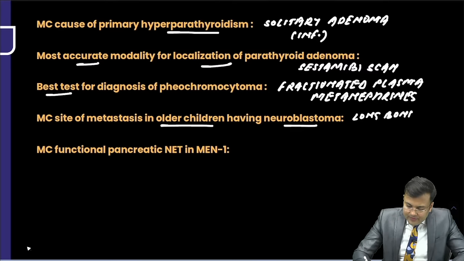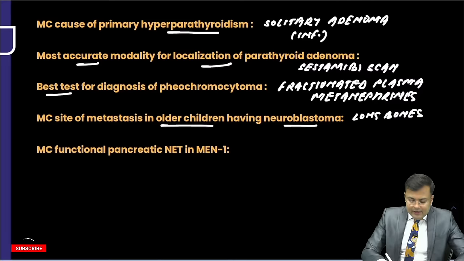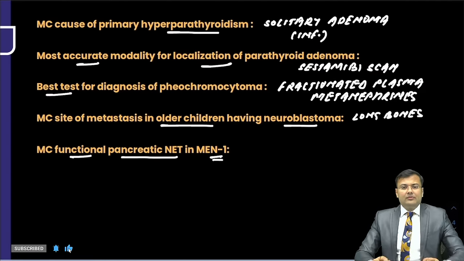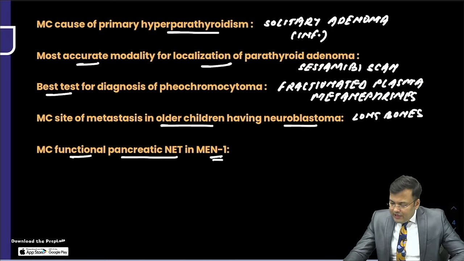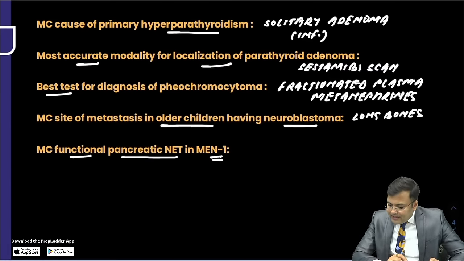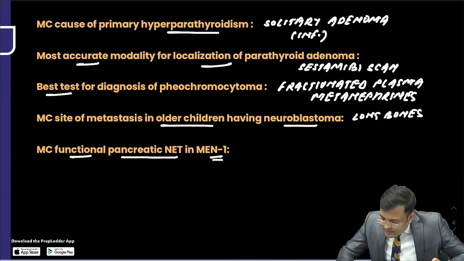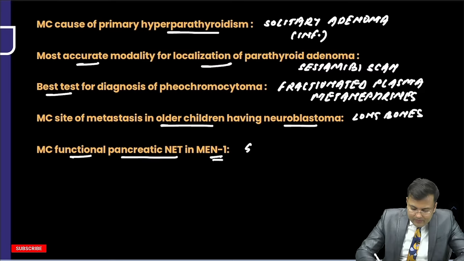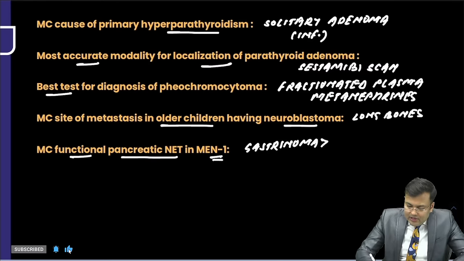Long bones. Next, tell me, what is the most common functional pancreatic neuroendocrine tumor in MEN 1? Multiple endocrine neoplasia. Let me see who's going to reply correctly for fastest. First person to reply, so many people, you people are so fast. The correct answer is gastrinoma, followed by insulinoma.